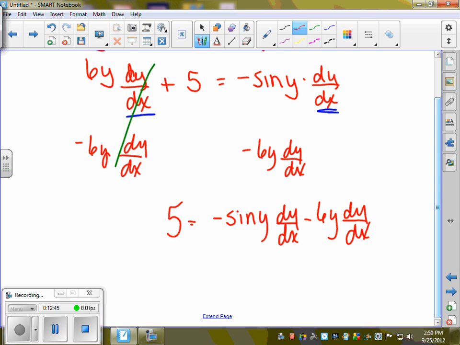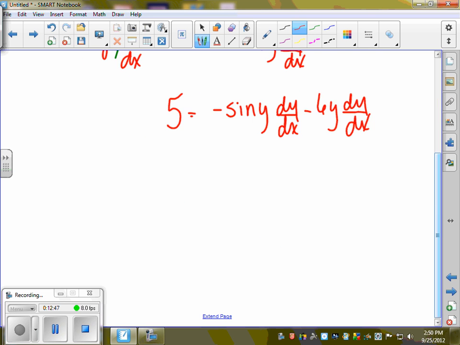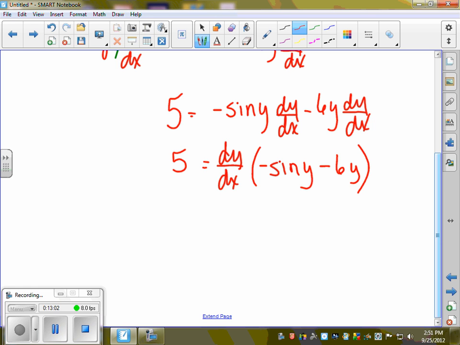Now once you get all the dy/dx's together, we factor that out. So we're going to factor out a dy/dx. Still got 5 equals, and then we'll have negative sine of y minus 6y. Then to get dy/dx by itself, we divide by negative sine of y minus 6y.